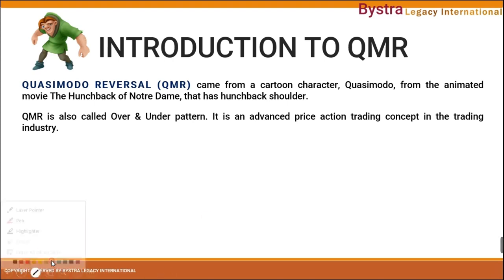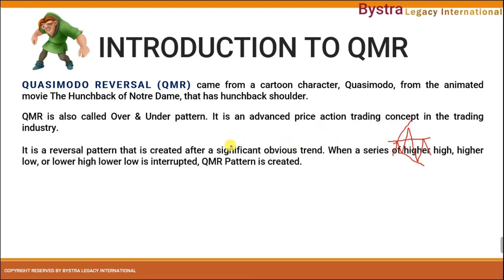So let me show you this. What is the over and under pattern? So we have the high, like this. So the over and under, this is how the pattern looks for Quasimodo. This is the over and this is the under. It is an advanced price action trading concept in the trading industry. It is a reversal pattern that is created after a significant obvious trend. So normally this always happens when there is a change of trend.